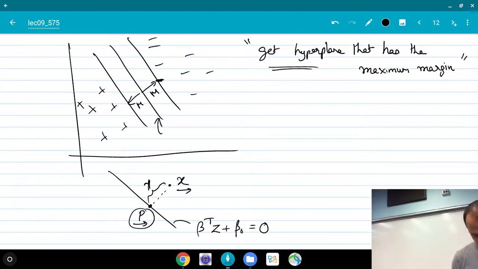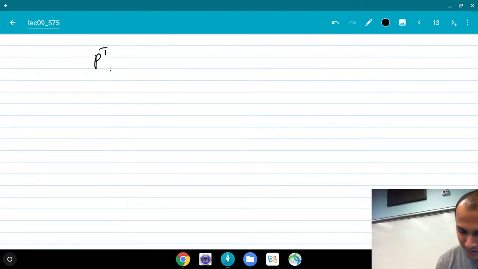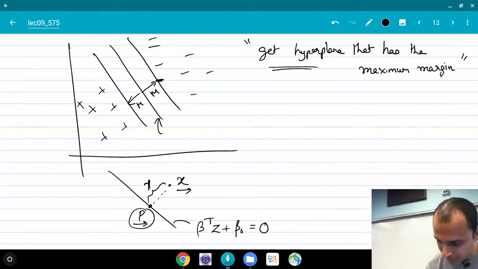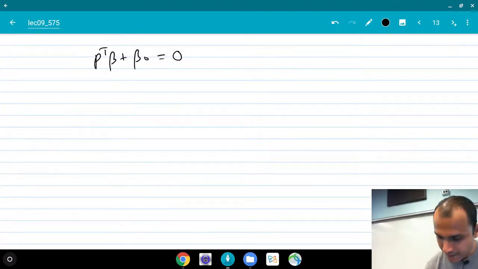Okay, so that's fine. So we don't know how to project it. We don't know how to get this p yet. But we know that p satisfies the equation of the hyperplane. So we know that p transpose beta plus beta naught is equal to 0, right? That was the equation.